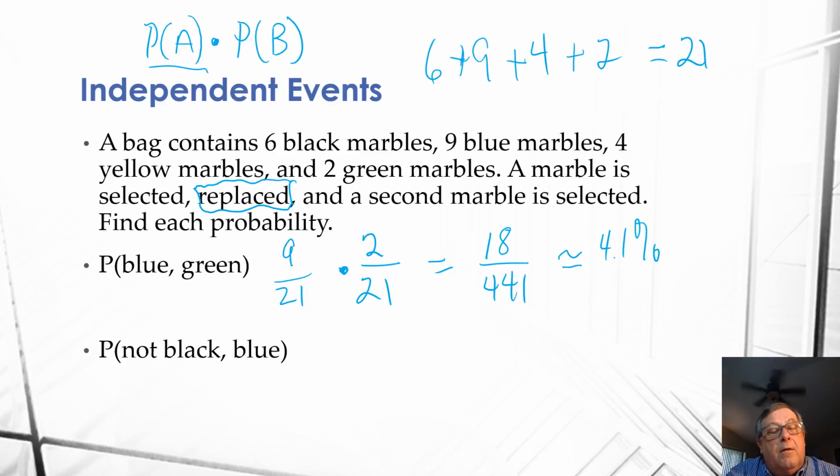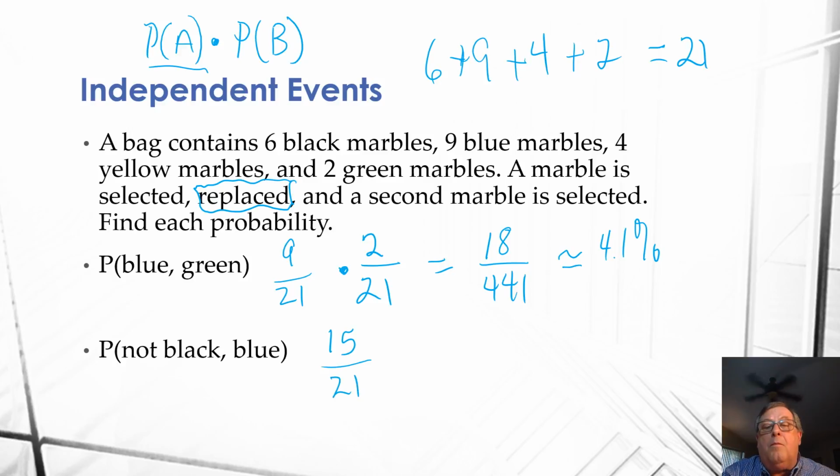All right, let's see. Now, got a little twist on this next one. Probability of not drawing a black marble. That's my first event, not drawing a black. Well, there's 21 total marbles. There's 6 black marbles. So the probability of not drawing a black marble is all the other marbles. Well, 21 minus 6 is 15. So there's 15 marbles that are not black. So the probability of event A is 15 over 21.